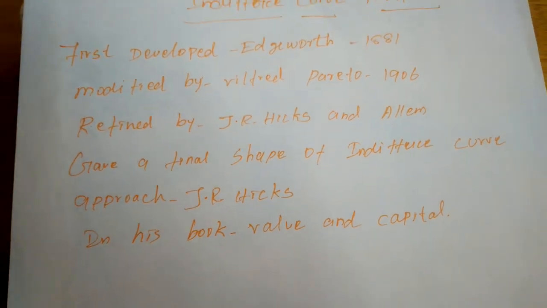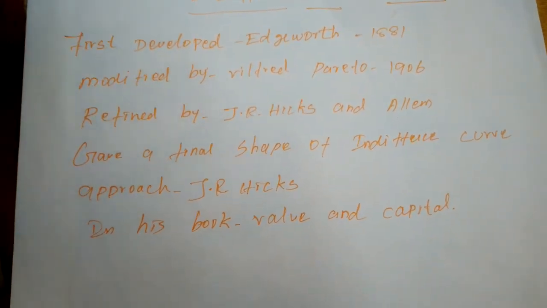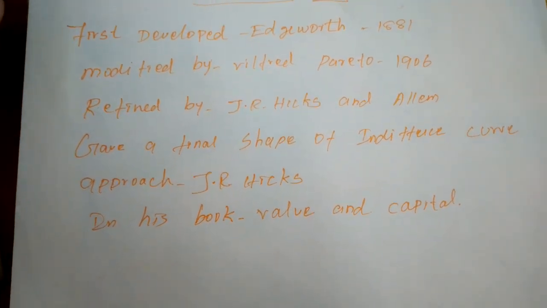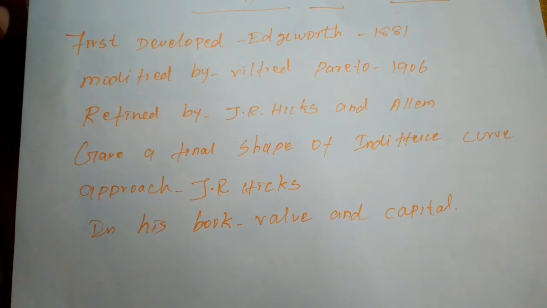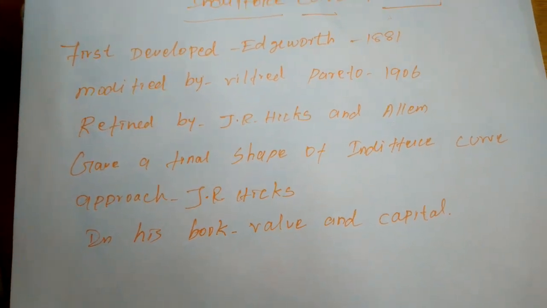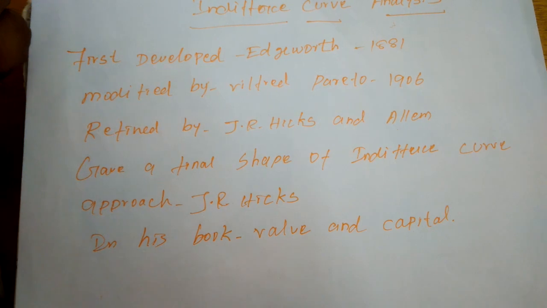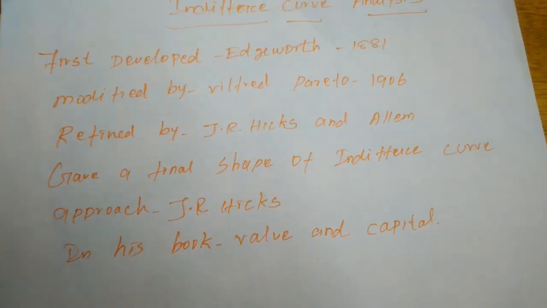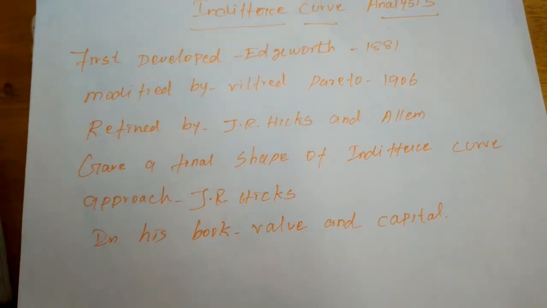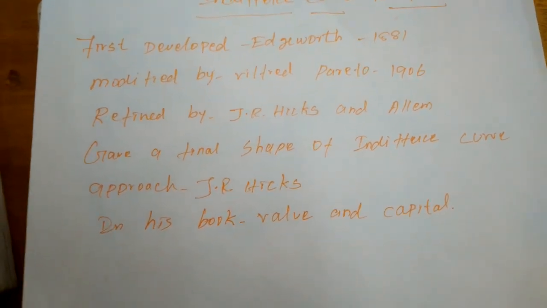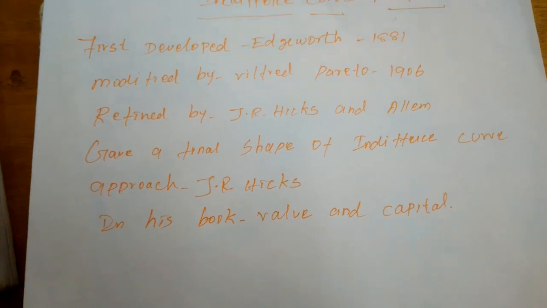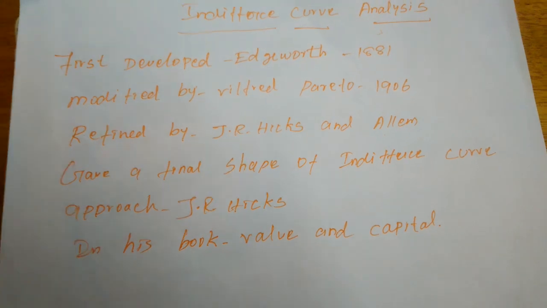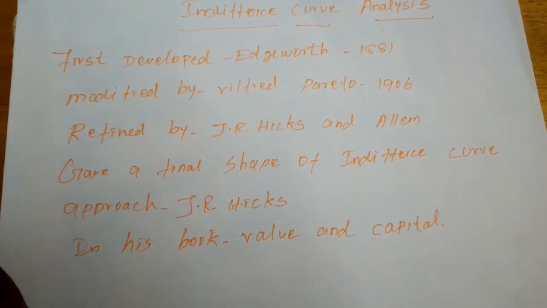They assumed that utility cannot be measured absolutely, but can be compared, ranked or ordered by ordinal numbers. Ordinal numbers mean 1st, 2nd, 3rd, so we can order them by rank. If you get more marks, you get the first rank. When you have the first rank, you enjoy more satisfaction. That is called the ordinal approach.